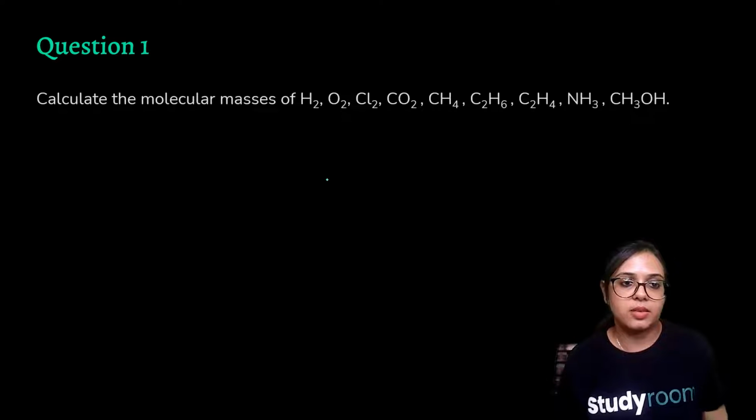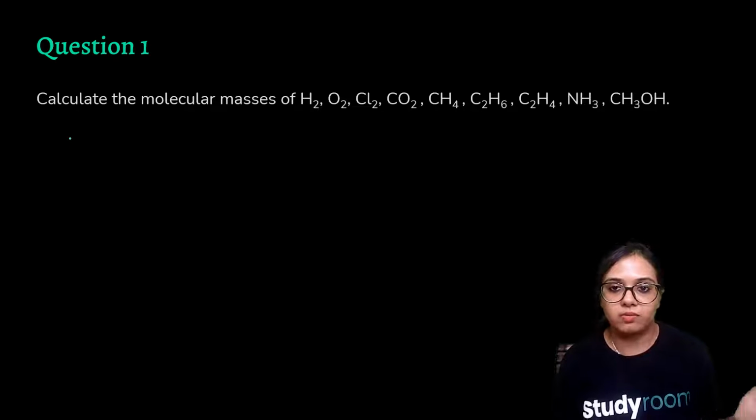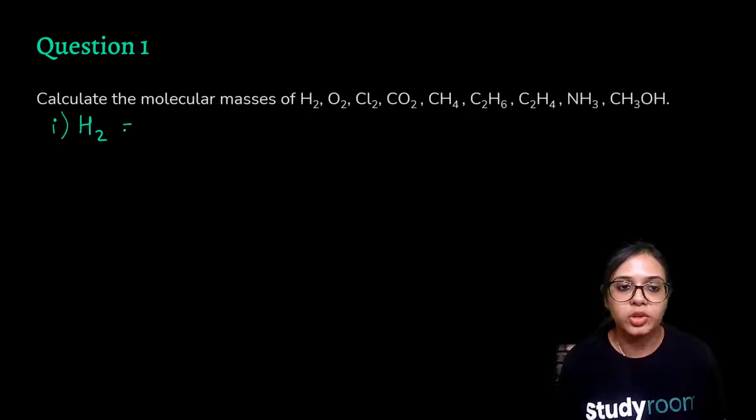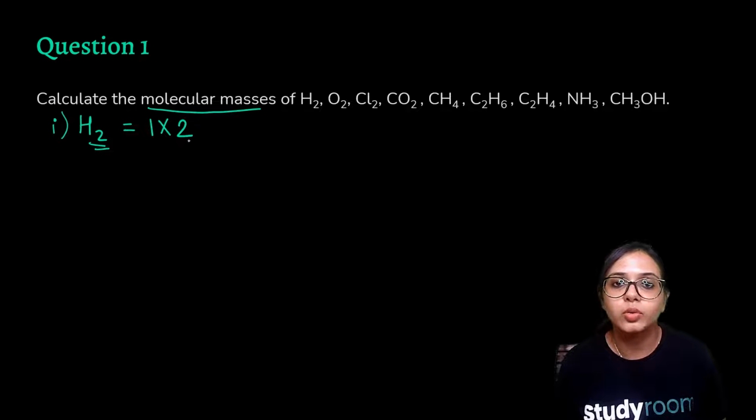Let's have a look at some example questions. Calculate the molecular masses of hydrogen, oxygen, chlorine, and the rest of the elements here. Let's do this in sequence. First of all, we have hydrogen. We know that the atomic mass unit of hydrogen is 1, and since we have to calculate the molecular mass, and there are 2 atoms of hydrogen, we will be multiplying 1 into 2.